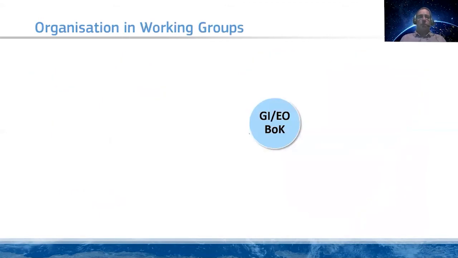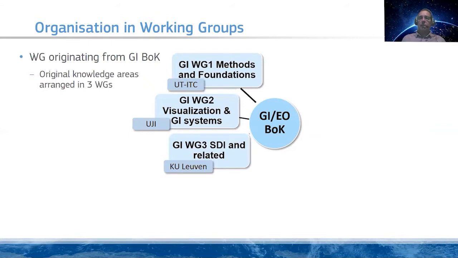So we organize the work in working groups, and these working groups more or less mirror the way we started. The knowledge areas from the original body of knowledge are arranged in 3 working groups. Working group 1 focuses on methods and foundations. Working group 2 on visualization and GI systems. And working group 3 on spatial data infrastructures and related concepts.